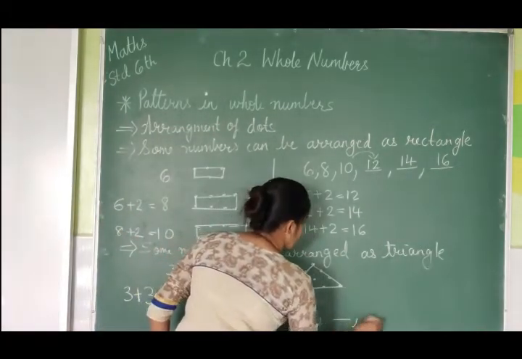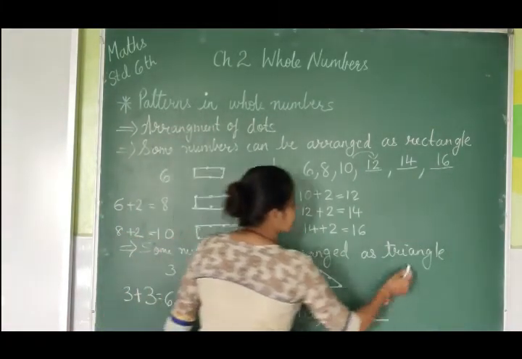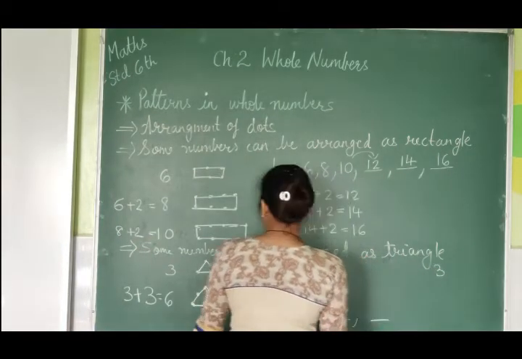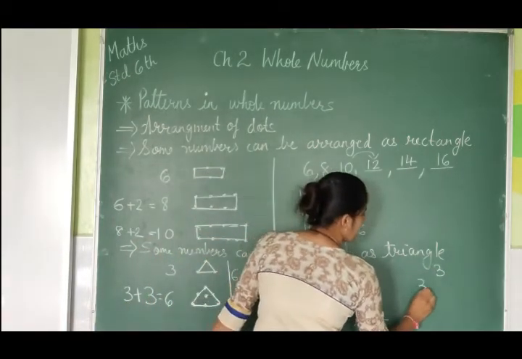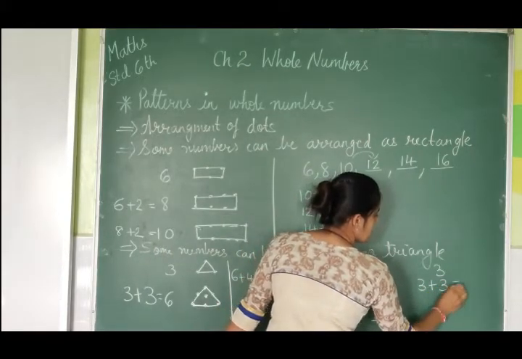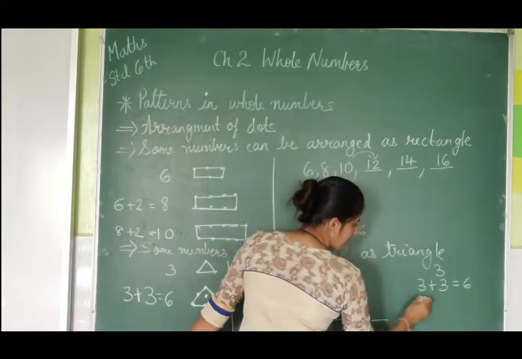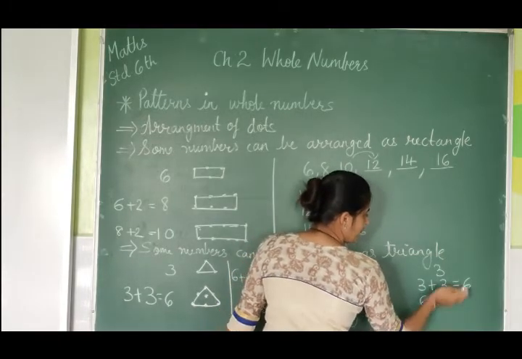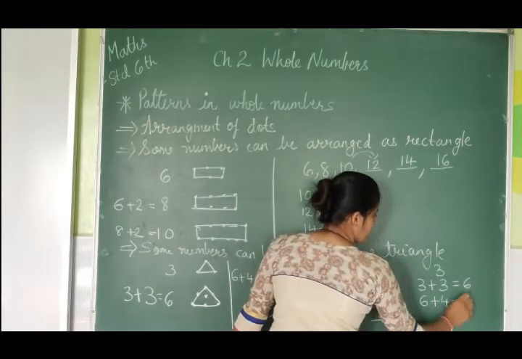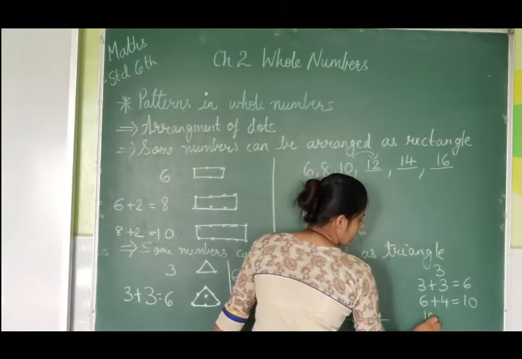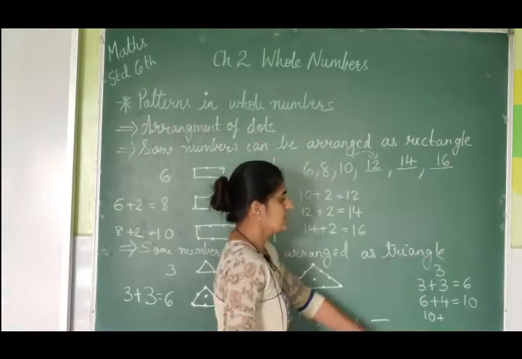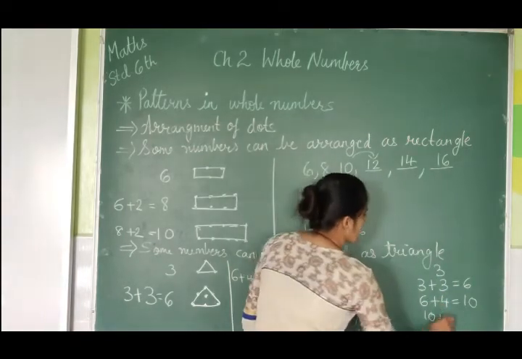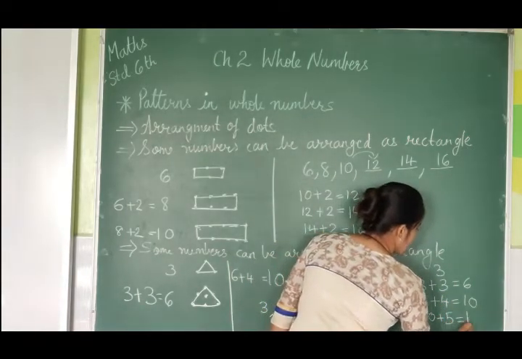So if we want the next number, what is the pattern here? First is 3. After that 3 plus 3 is equal to 6. Now 6 plus, again after 3 it is 4, so we are getting 10. After 10, plus, you can see after 3 it is 4, so here it will be 5.